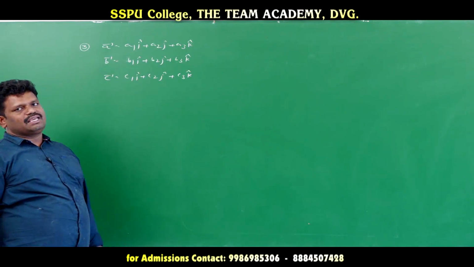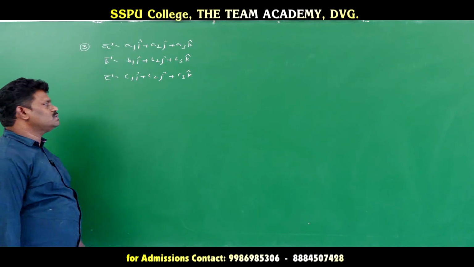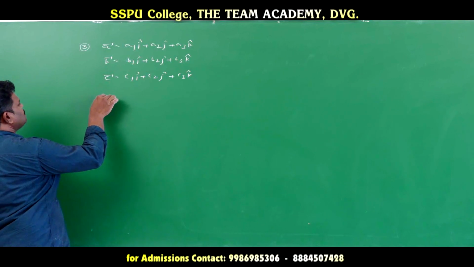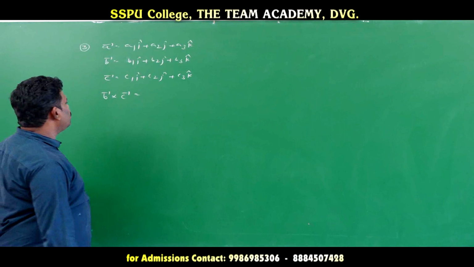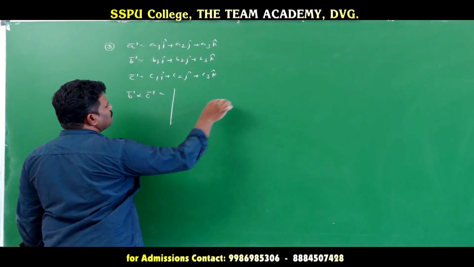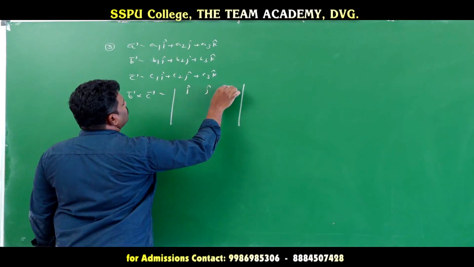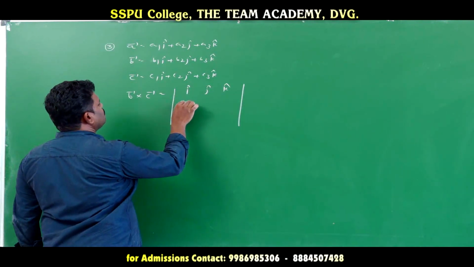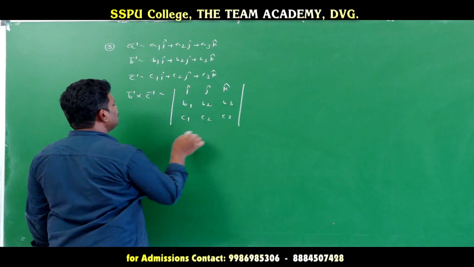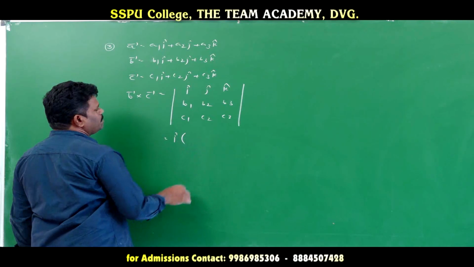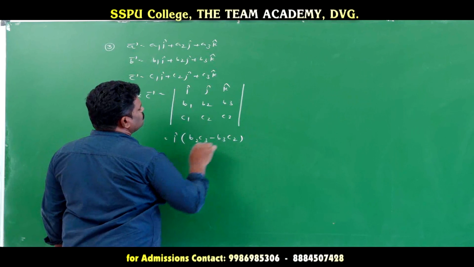Now already we know the scalar triple product, that is A bar dot B bar cross C bar. So first I find out the B bar cross C bar value. B bar cross C bar is equal to, already we know how to find it by the determinant method. Last class we discussed this one. So i cap, j cap, k cap, B1, B2, B3, C1, C2, C3, that is equal to i cap, B2 C3 minus B3 C2. Okay?